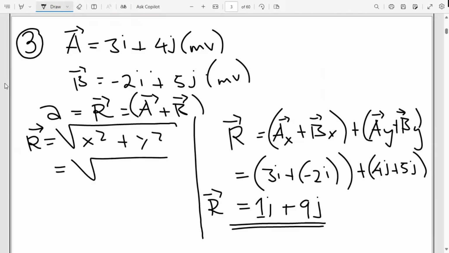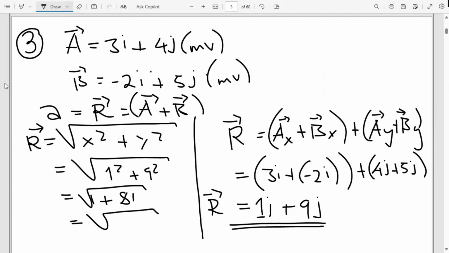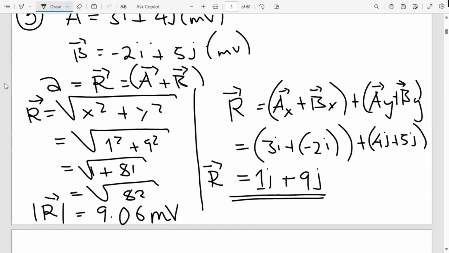So this is the same as having 1 squared plus 9 squared. This is going to be equal to 1 plus 81, and I'm having 82. That means my magnitude of r is equal to 9.06 millivolts. So that is the magnitude of our r.